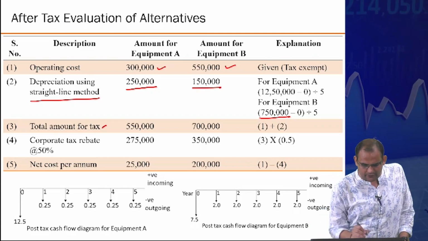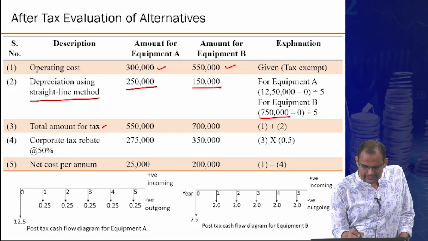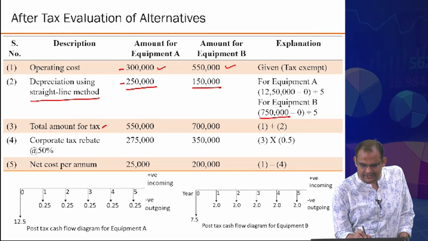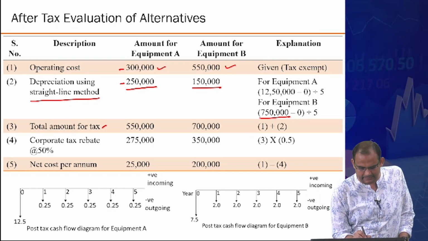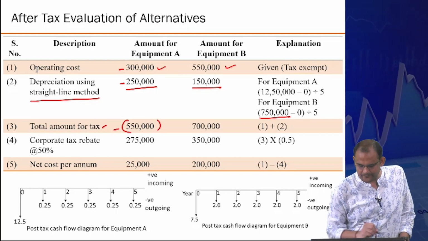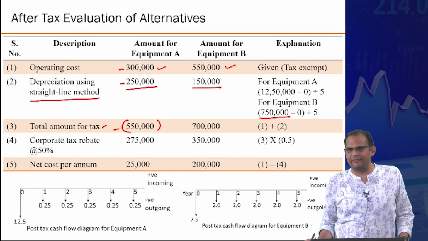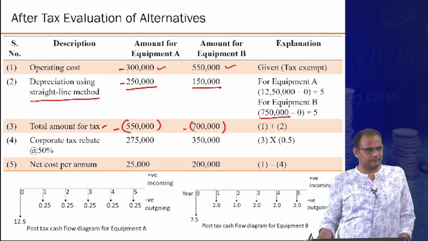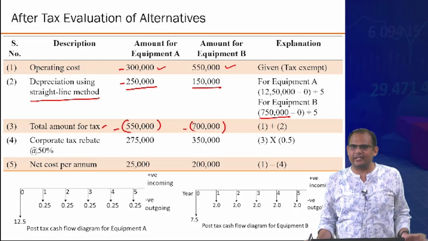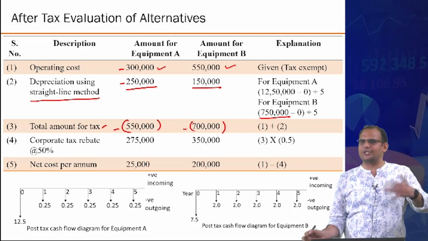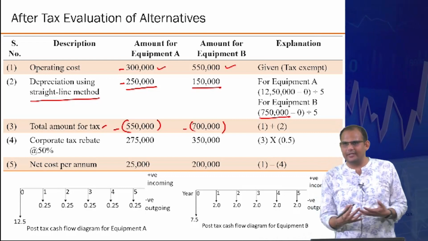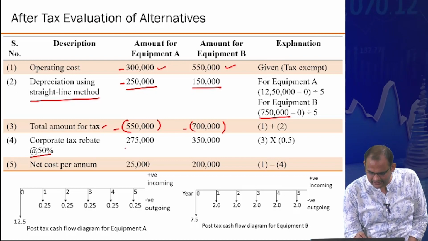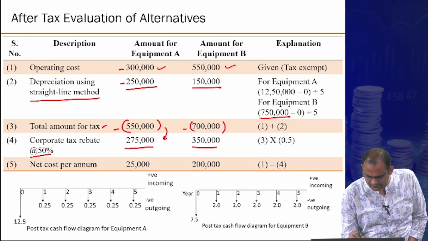So the total amount for taxation becomes your operating cost, which is already negative, and the depreciation is a negative amount. So it becomes a sum of minus 5,50,000 and minus 7 lakh in this case, right? But since we are dealing with a negative taxable income, we assume that this is kind of a benefit instead of actual tax happening. Since you are dealing with a 50% rate, the actual tax benefit is 50% of this amount.